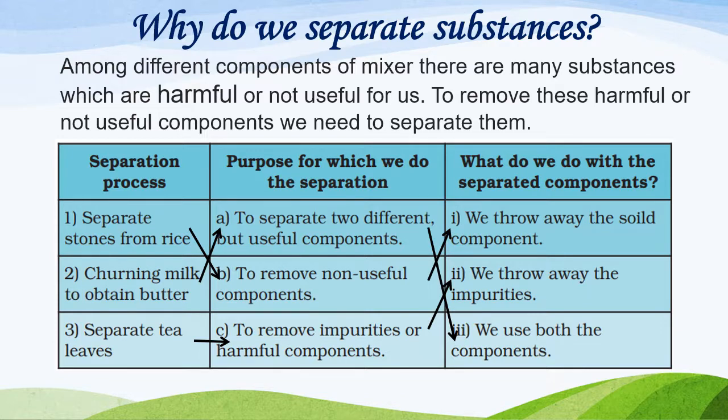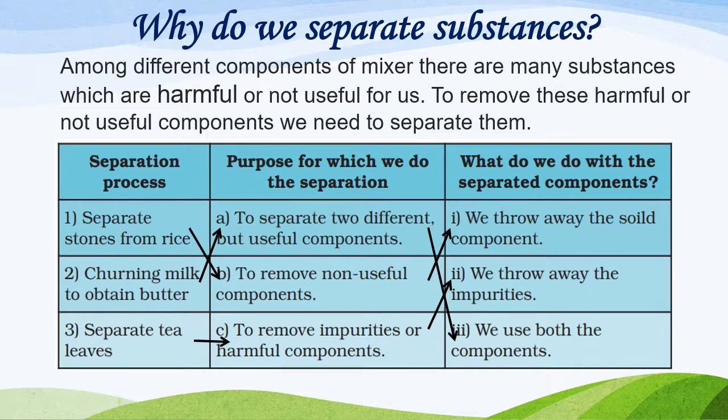Separate tea leaves. Now see, to remove impurities or harmful components, because we have to remove tea leaves from tea, so that's why it is impurities. It is called an impure substance. So to remove impurities or harmful components is correct for this.